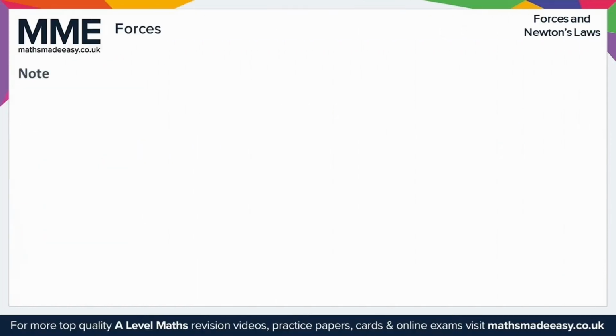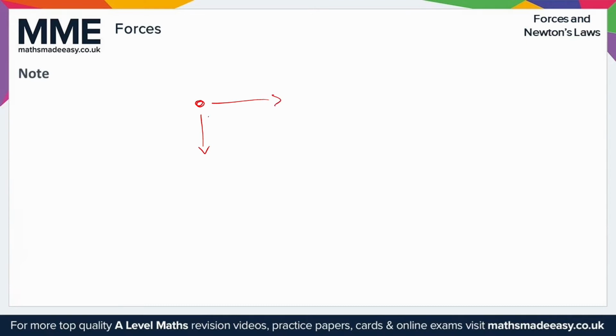Okay. So just a quick note, forces that are perpendicular to each other. So for example, like this, you've got this particle, you've got gravity pulling it down, and you have some force pushing it this way.